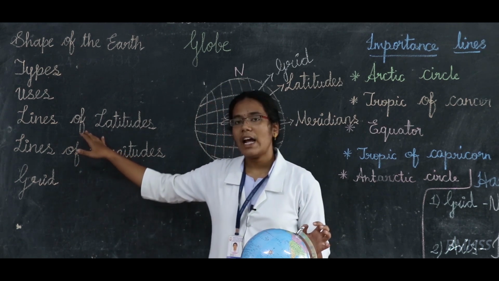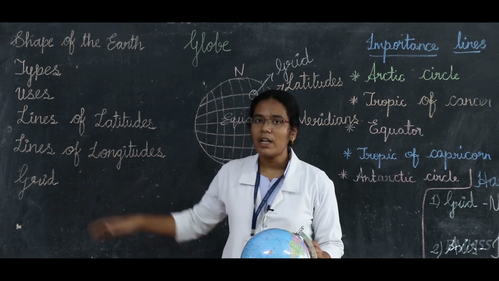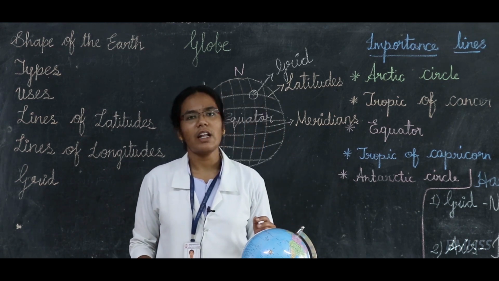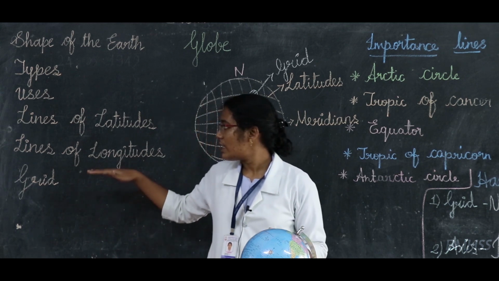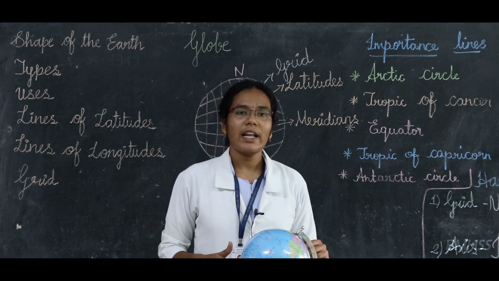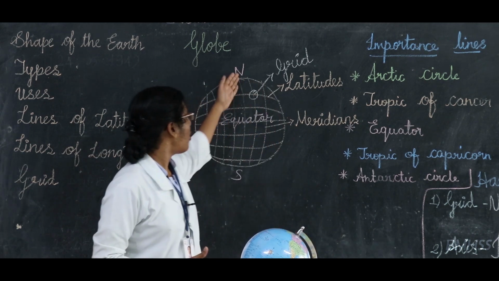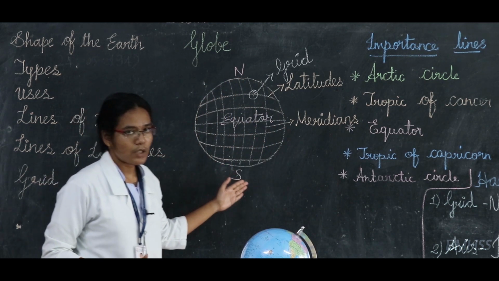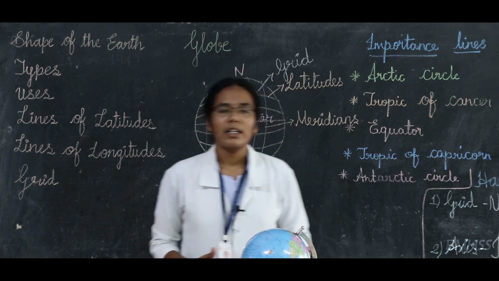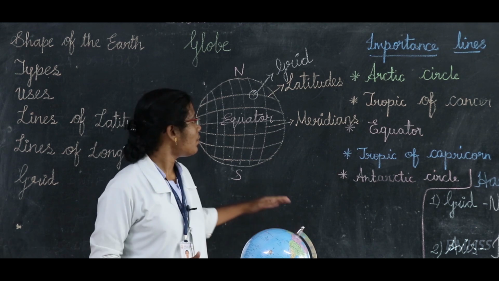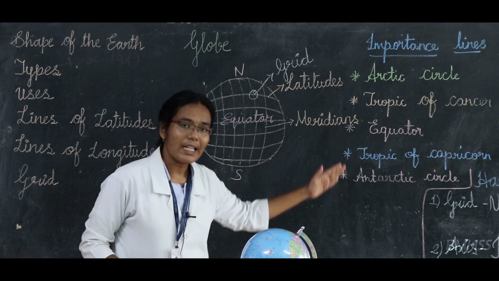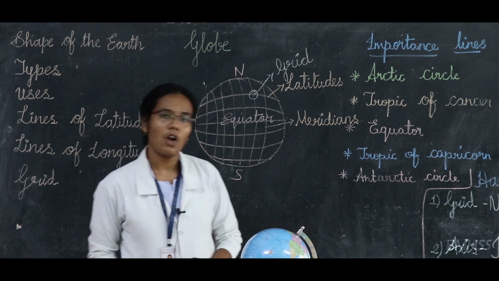Then lines of latitudes. Latitude is a line which runs parallel to the equator. Next we saw the lines of longitudes, lines which run from the North Pole to the South Pole. The last topic is the grid. Grid is used to locate our places, and it is the intersection of latitudes and longitudes.